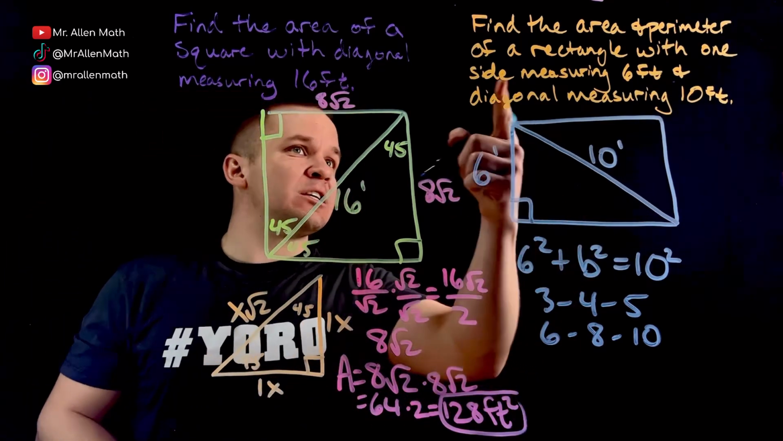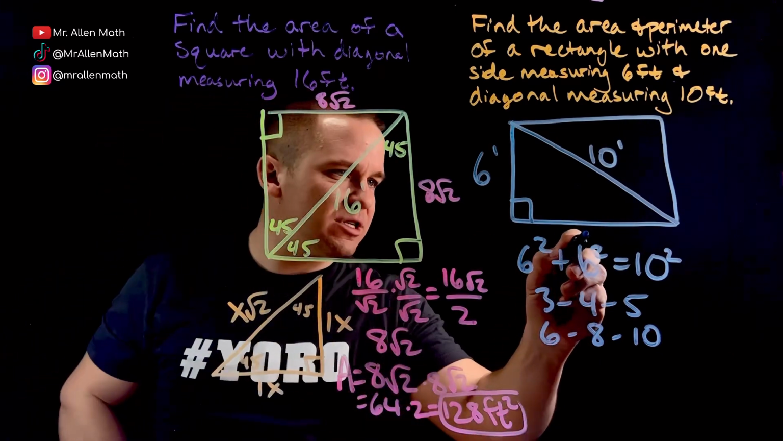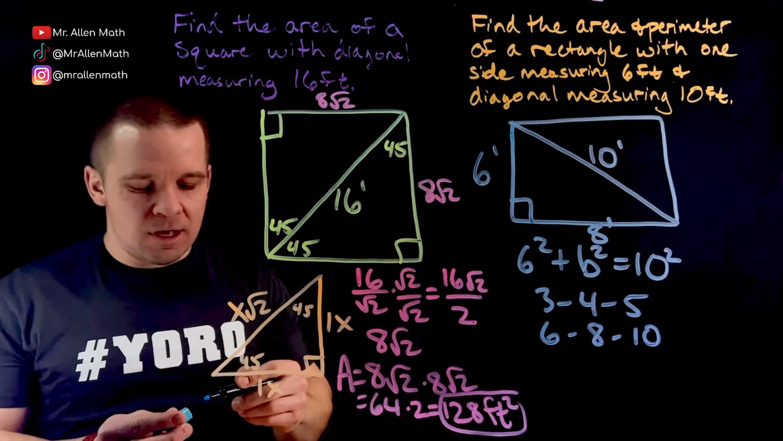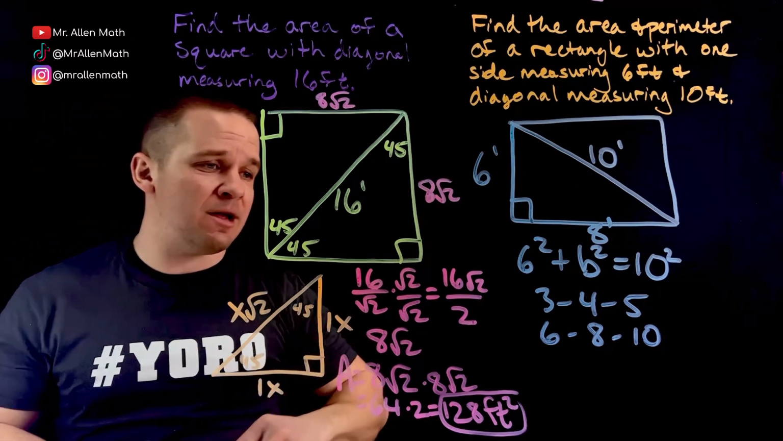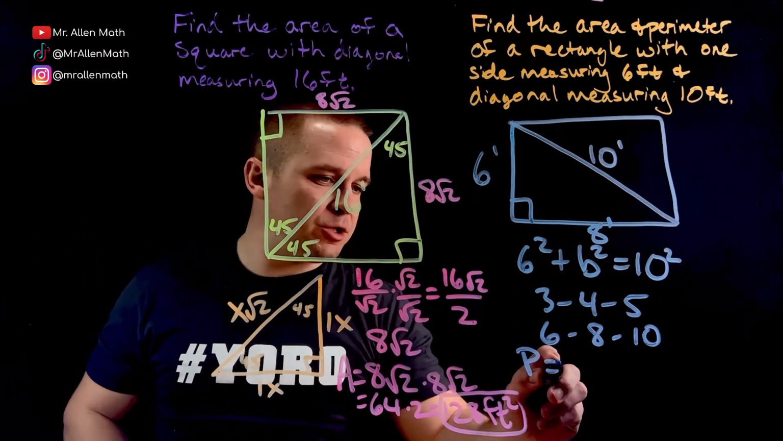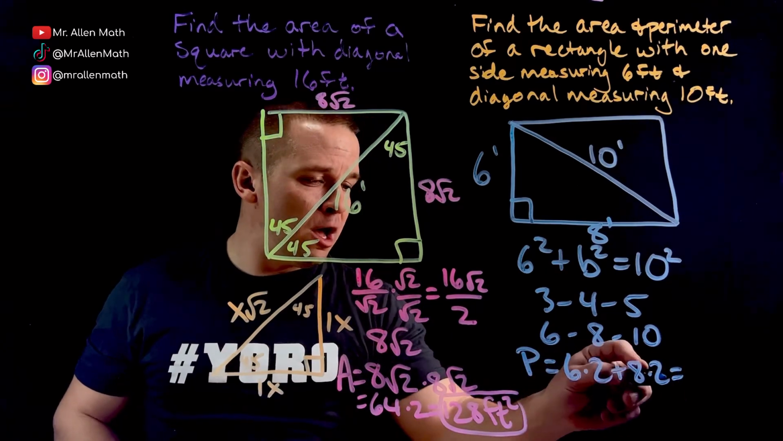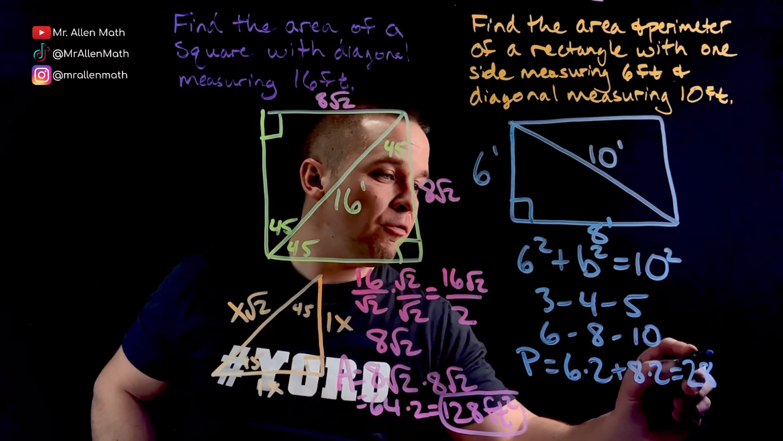So it says find the area and perimeter. So 8 is my side length here. Why don't we go ahead and I'll just keep the same marker. That's going to be 8. Beautiful. So 8 feet. All right. Area and perimeter. We can do that now that we have our two sides, right? So perimeter is going to equal 6 times 2 plus 8 times 2. That is 12 plus 16, right, which is 28 feet.